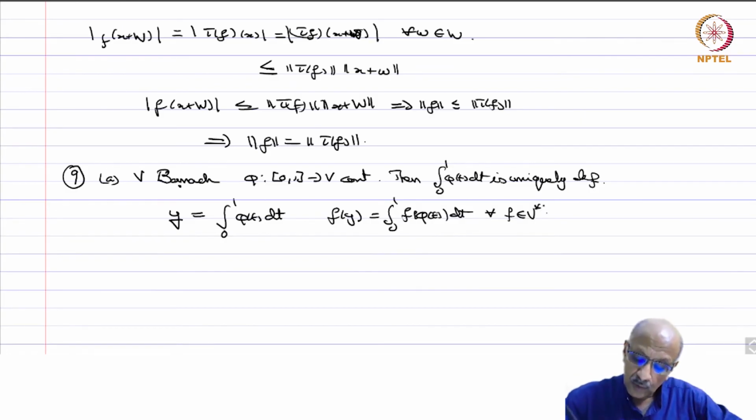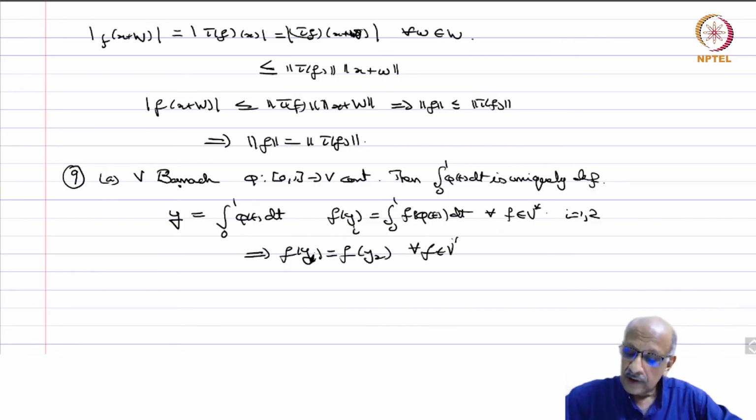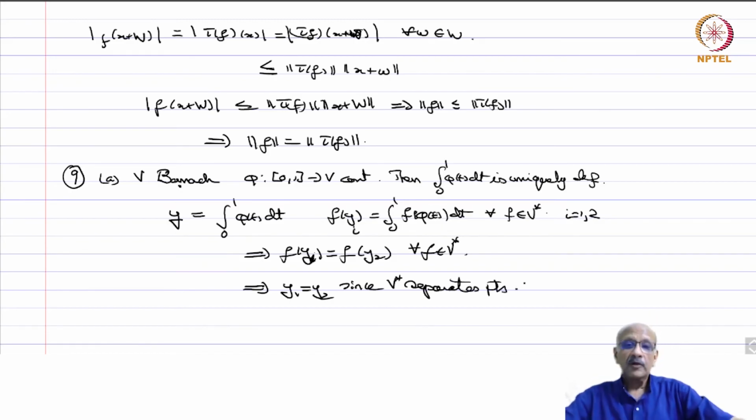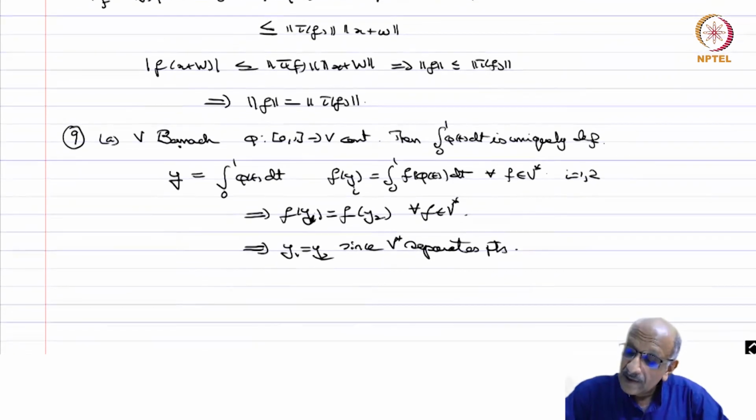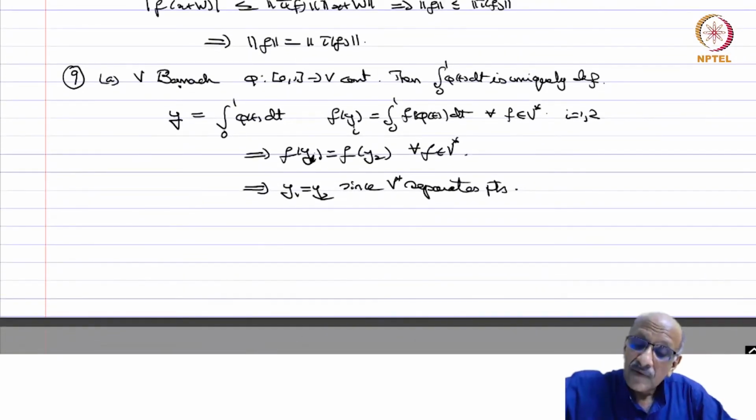So if you had two vectors, i equals 1, 2, then f of y_i, so this implies that f of y1 equals f of y2 for all f in V star. But we know that V star separates points, so this implies y1 equals y2. So we can always talk of the integral. That's what I've been doing, and I should have mentioned this earlier, but anyway it's good to do it as an exercise.